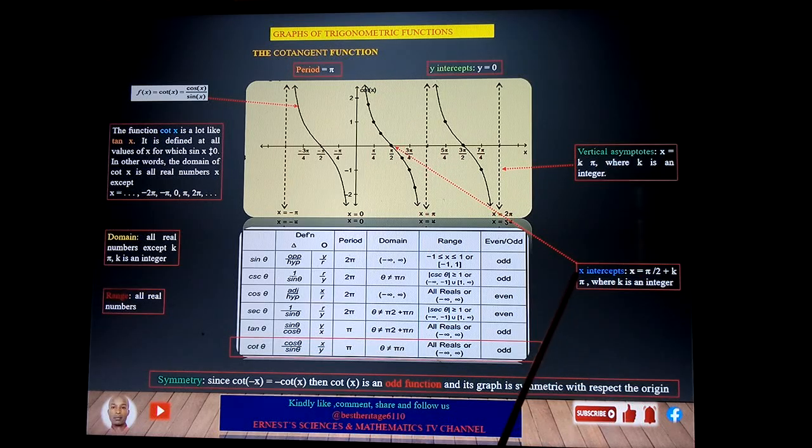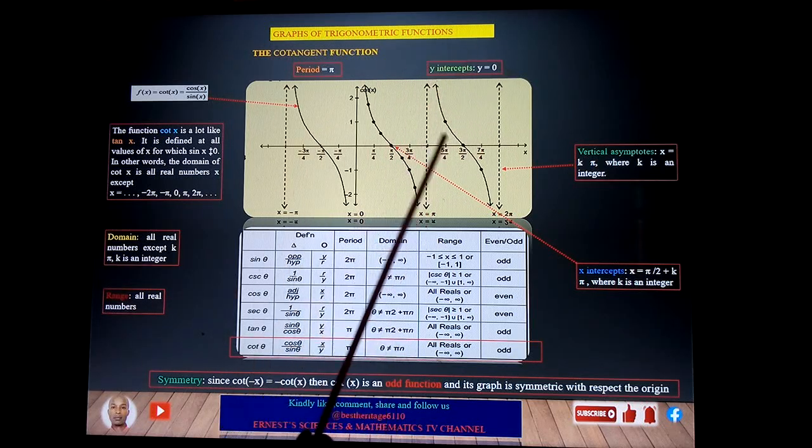So we're going to see that the x-intercepts lie at points which are pi over 2 plus k pi, where k is an integer value, given as such. Now the vertical asymptotes are going to lie at points which are defined by these specific points that I'm showing on the board.